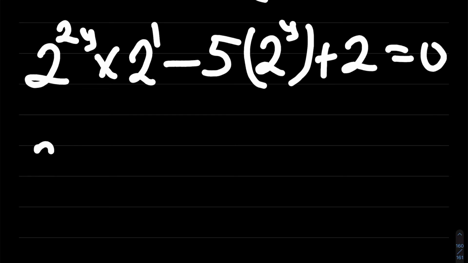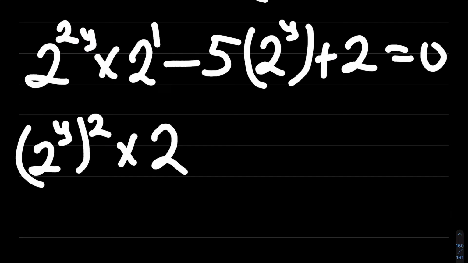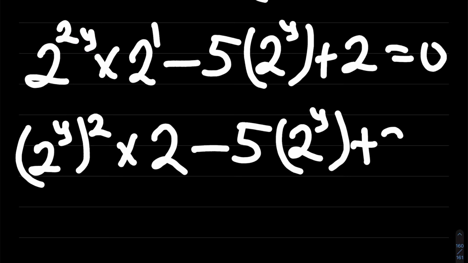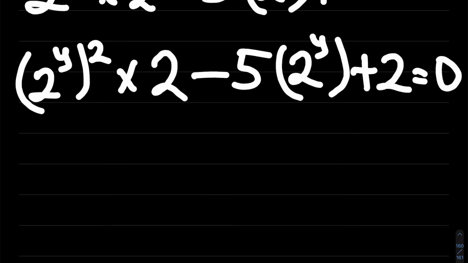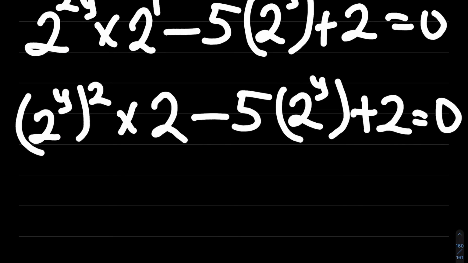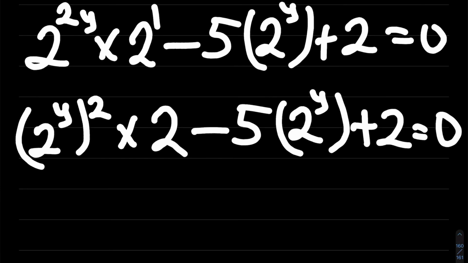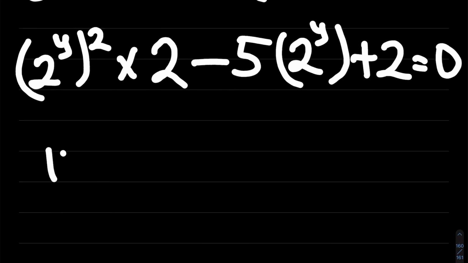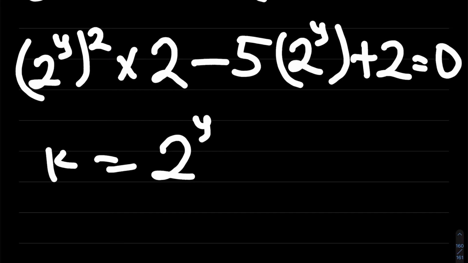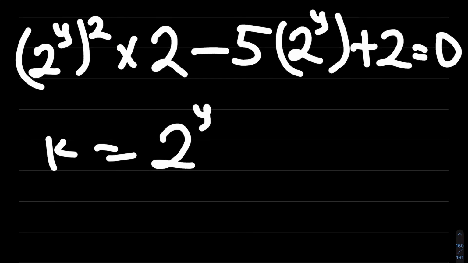And that's the same as 2 raised to the power y, the square of 2 raised to the power y, times 2 raised to the power 1, which is 2, minus 5 into brackets 2 raised to the power y plus 2 equals 0. By the way, 2 raised to the power 2y is the same as the square of 2 raised to the power y. Now I'm going to say let k be equal to 2 raised to the power y.